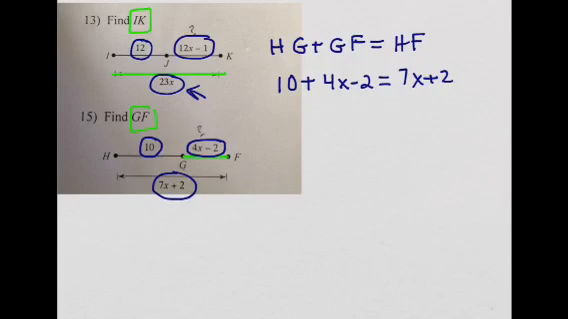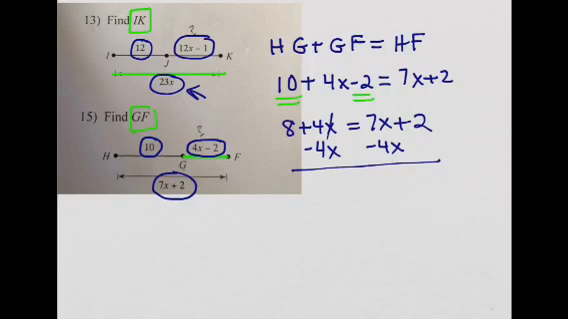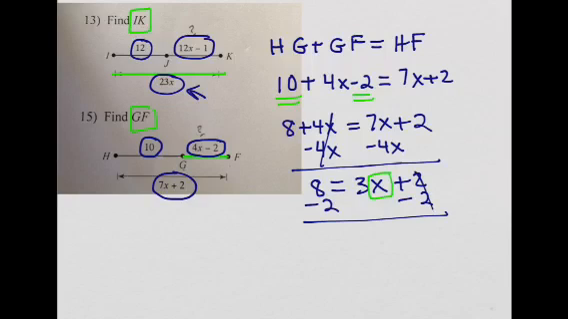Okay, I'm going to combine my like terms, in this case 10 minus 2. So it's going to give me 10 minus 2 is 8 plus 4x equals 7x plus 2. Since I have more x's on the right, I'll do the same thing as the other problem. I'm going to subtract 4x. So that's 0 right there. 8 equals 3x plus 2. So again, the goal is to isolate this x, to leave it by itself. So I'm going to subtract 2 from both sides. 8 minus 2 is 6.